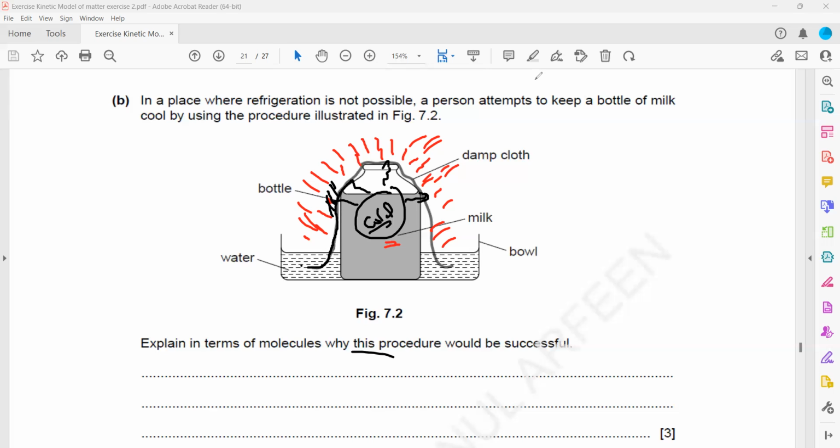So for the 3 marks: 1 mark, the most energetic molecules escape, absorbing energy from the surrounding; the second mark, leaving behind the less energetic molecules. That's how the bottle of milk will remain cold. And the cloth is in the bowl of water to make this evaporation a continuous process.